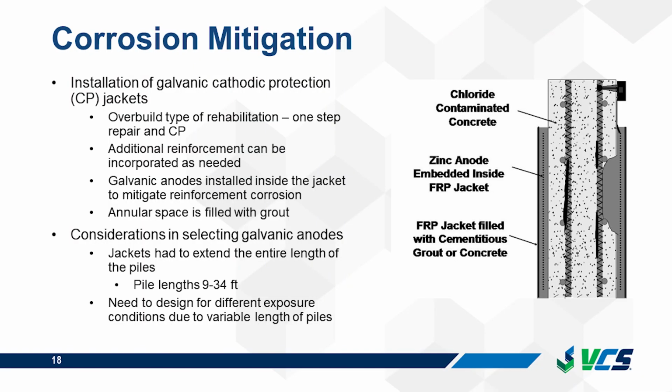There were several considerations in selecting the type of galvanic anodes to go into the jackets. The DOT required that the jackets start immediately below the bend caps and extend all the way down to within 6 inches or 1 foot of the mud line. Because of the cracks, they wanted the entire length of the pile encapsulated. And pile lengths ranged from 9 feet to 34 feet.